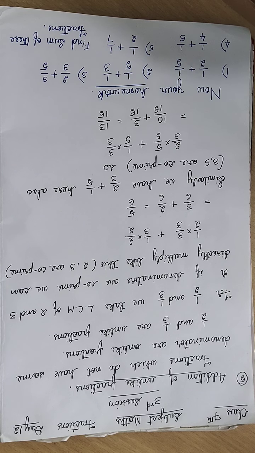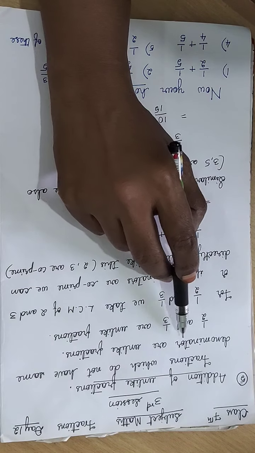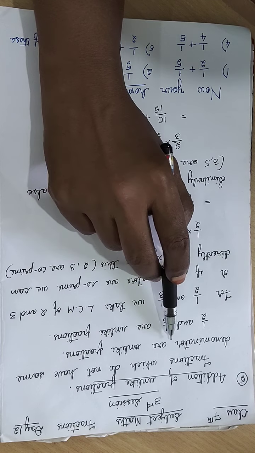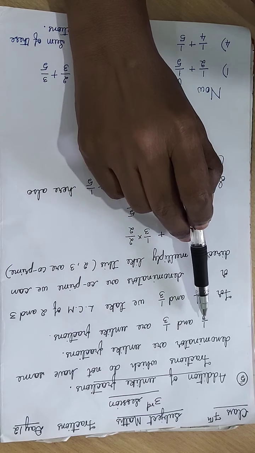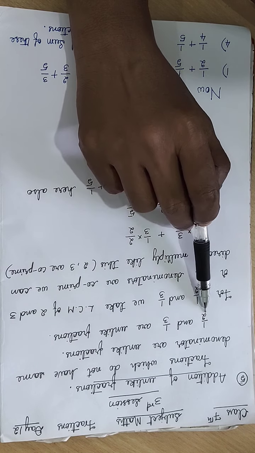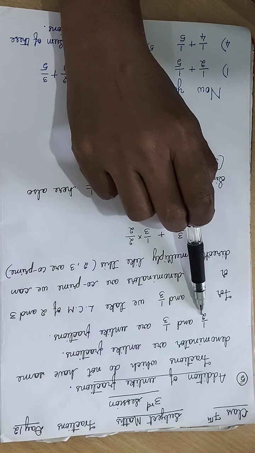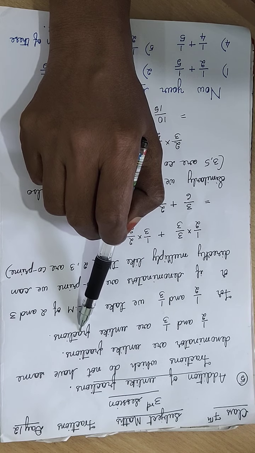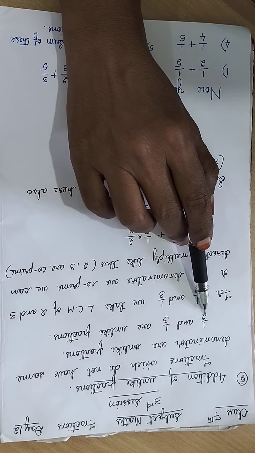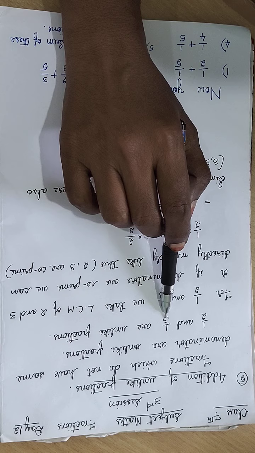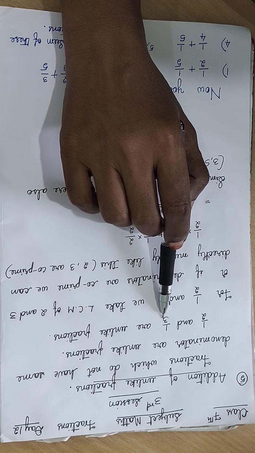Last session we learned addition and subtraction of like fractions. Like fractions are nothing but fractions which have the same denominator. So then what are unlike fractions? Unlike fractions do not have the same denominator, for example 1 by 2 and 1 by 3. These two are unlike fractions. When you have different denominators, how to add such fractions, we'll see today.